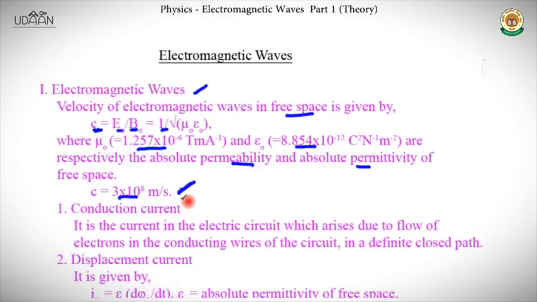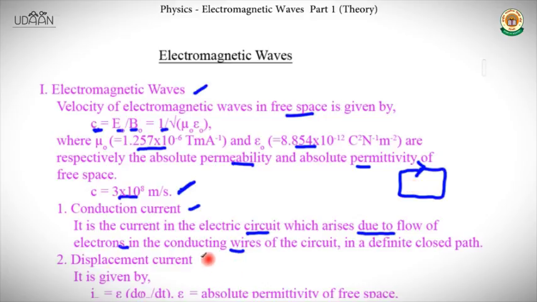So next we move on to conduction current. Conduction current is the current in the electric circuit which arises due to flow of electrons in a conducting wire of the circuit in a definite closed path. It takes place in a closed path. The direction of current is opposite to the direction of flowing electrons. It takes place in a definite circuit in a closed path in this same direction. And if it's an alternating current, then obviously the direction would change, but we are not dealing with that.